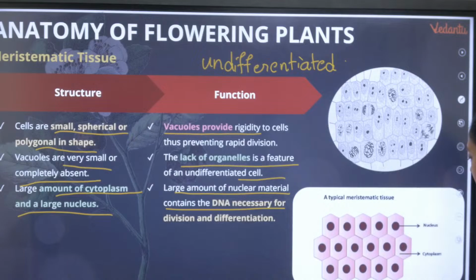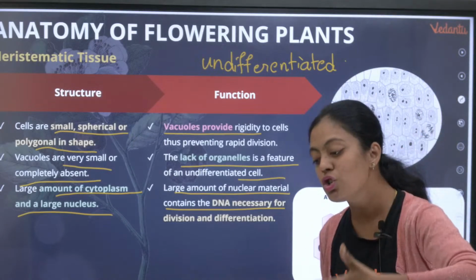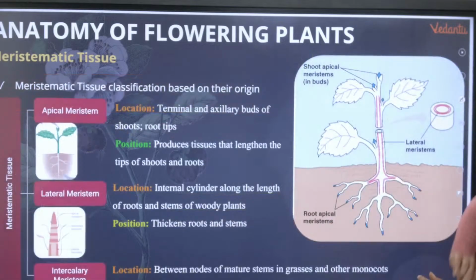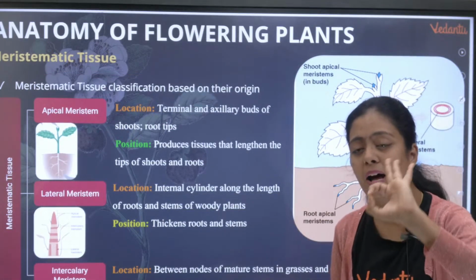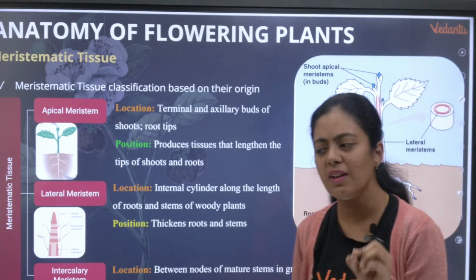So இங்க பாருங்க, இதுதான் typical meristematic cell. Okay, where do you see? You see it in the root tip and your shoot tip. Okay, yes. Now, மூணு விதமான மெரிஸ்டம் இருக்கு பசங்களா. This is very very important.